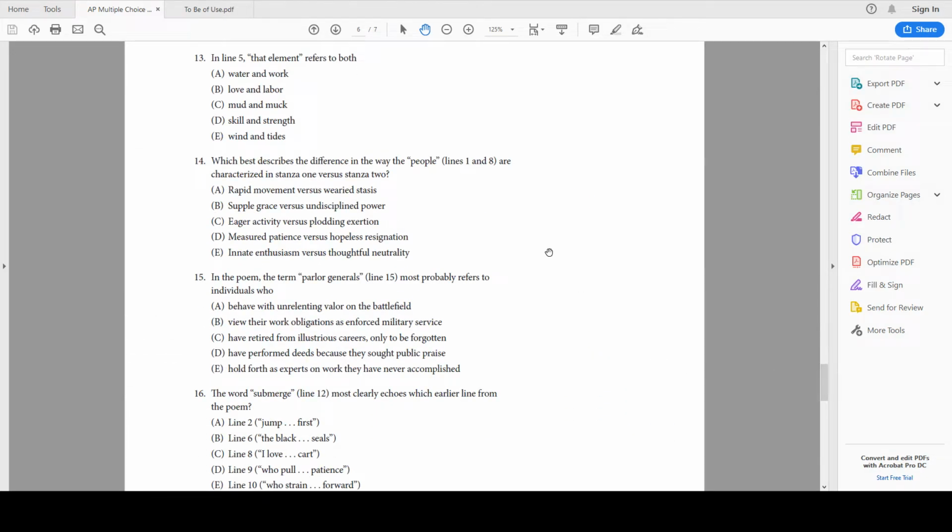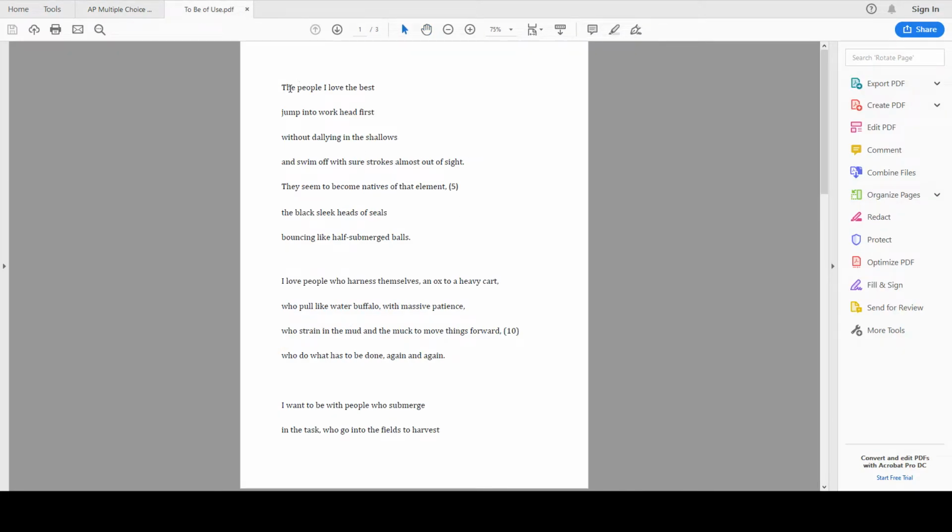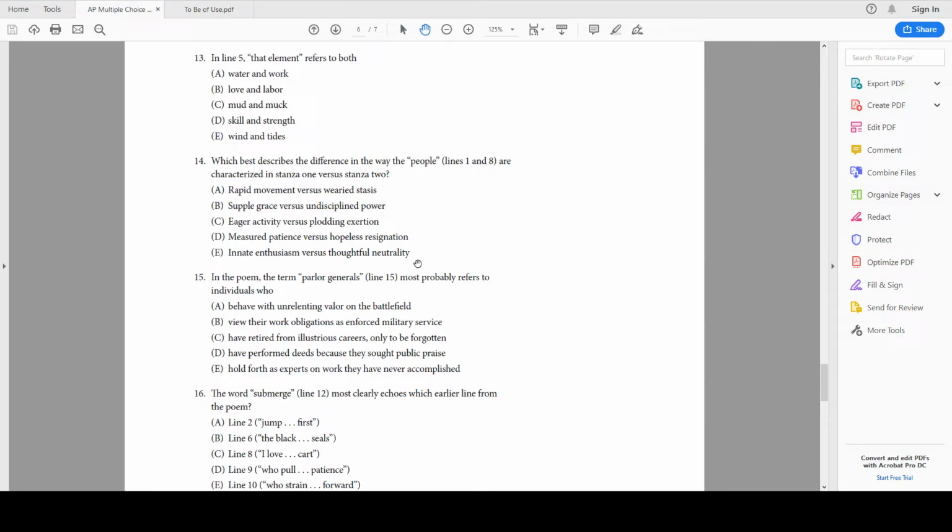13. In line 5, that element refers to both. Yay, we get to check the poem. Okay. The people I love the best jump into work head first without dallying in the shallows and swim with sure strokes, almost out of sight. They seem to become natives of that element, comma. Okay, if there's a comma, we're not done with that thought, so we should probably keep going. They seem to become natives of that element, the black sleek heads of seals bouncing like half-submerged balls. So in this case, element is referring to water in some way, but let's see.